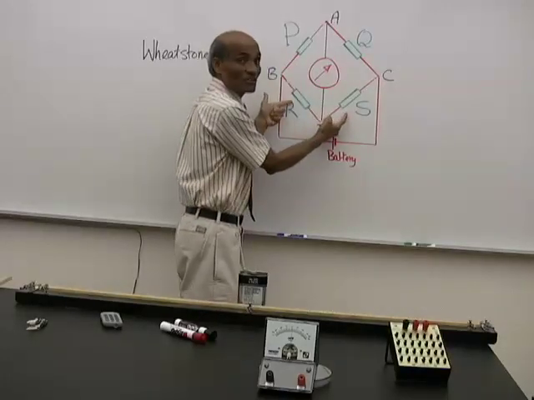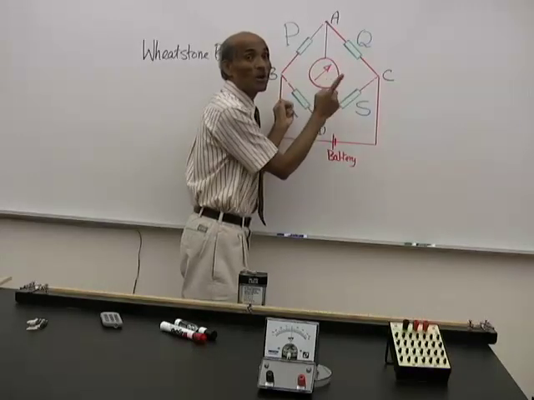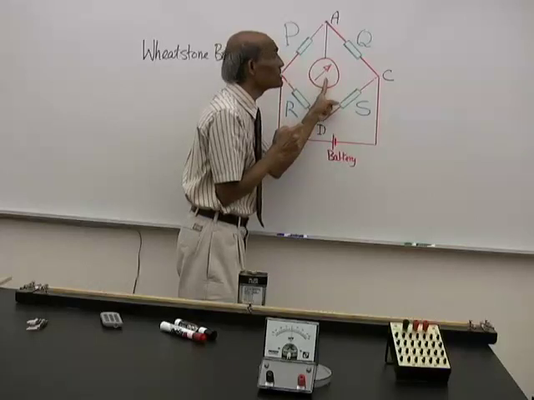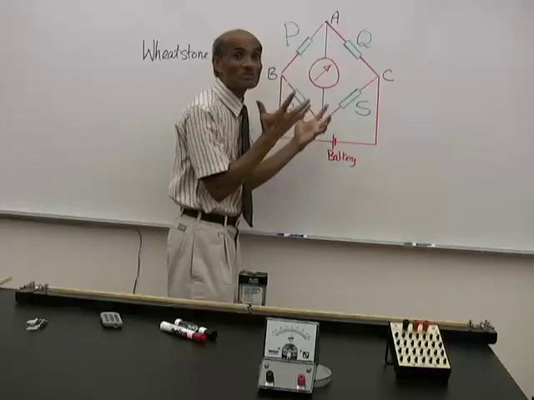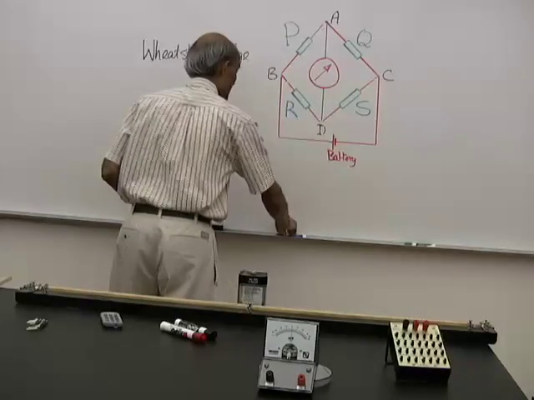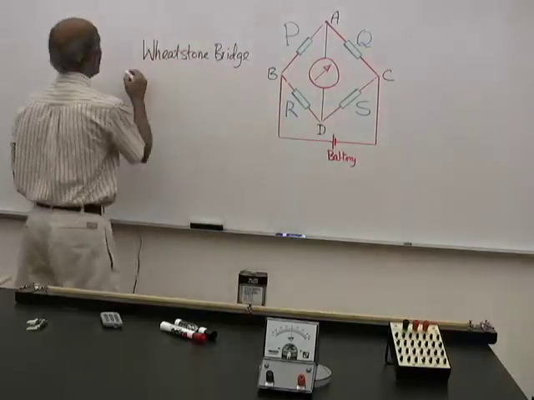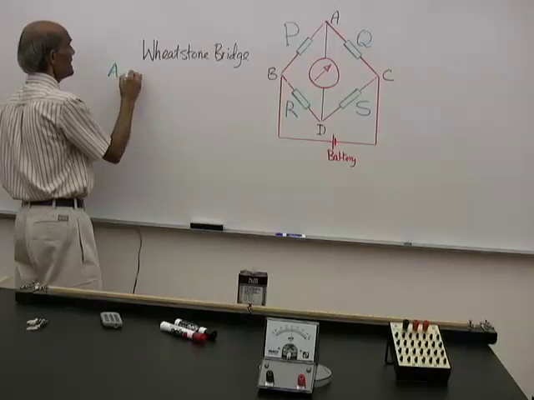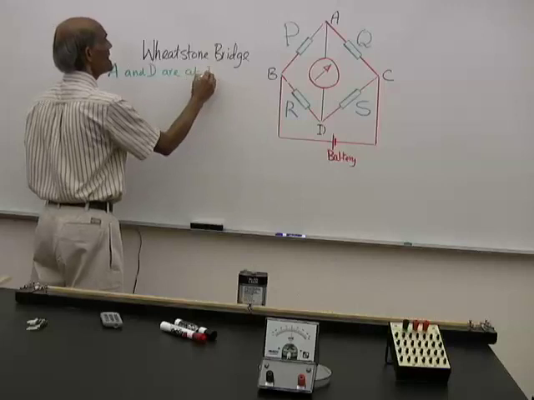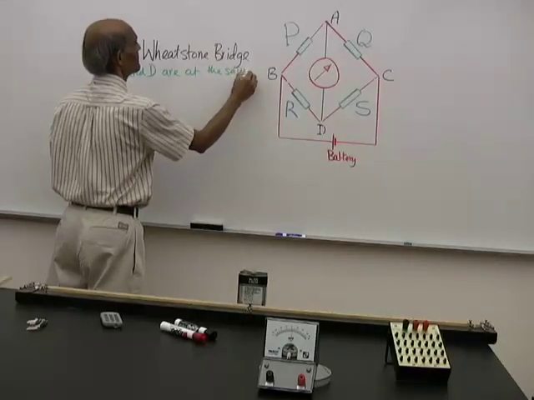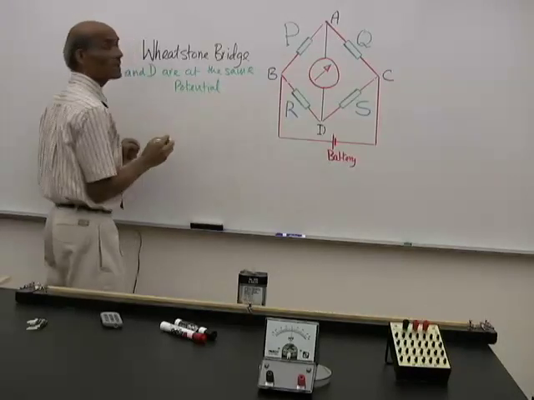We adjust the values of R and S so that the galvanometer shows no deflection. When the galvanometer shows no deflection, A and D are at the same potential. So I'm going to write that down. When we adjust the galvanometer for no deflection, we have A and D at the same potential. All right, A and D are at the same potential.